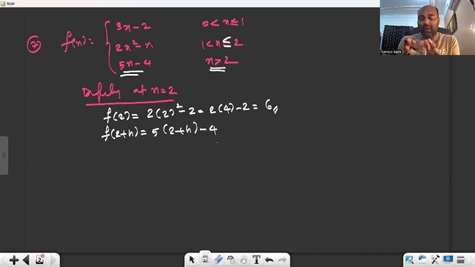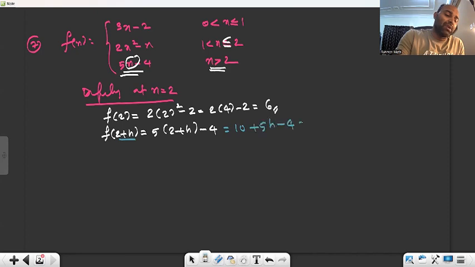So first identify, for more than 2, what is the function. This one. Then there you replace x with 2 plus h. Now simplify: 5 into 2 is 10, plus 5h minus 4. This will give 6 plus 5h. This is f of 2 plus h.